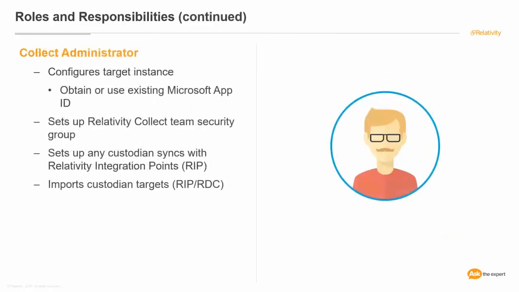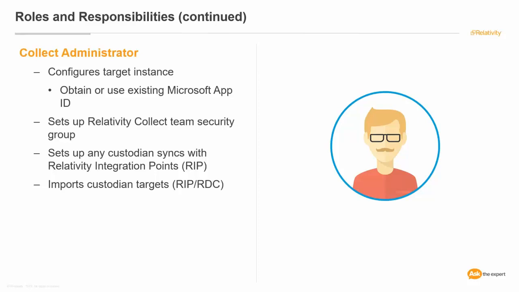The next role is the Collect administrator. This is also a role that's played by an administrator, and basically they configure the target instance. They work with the O365 administrator to make sure that we receive the app ID. And then the Relativity Collect team also sets up the security group. They may also set up any of the custodian syncs with Relativity Integration Points. So if you are working with your client and you want to get a feed from their HR system or their Active Directory, you can set up a RIP job to do that. Or if they don't have Active Directory, you can also use the FTP CSV process with RIP to sync data from your client into your Collect workspace. You can also use the RDC, and that process can be used as well.